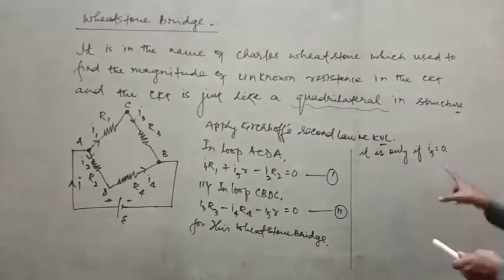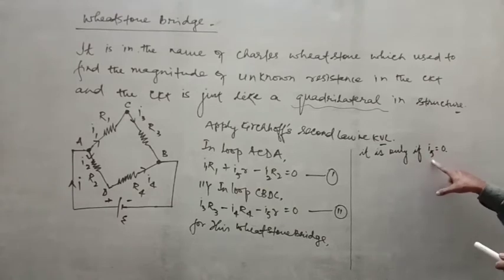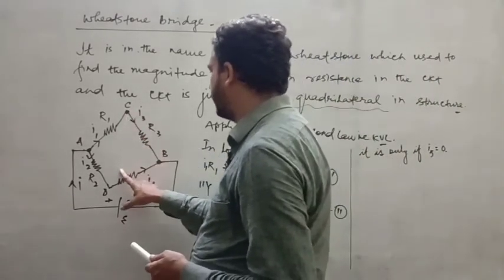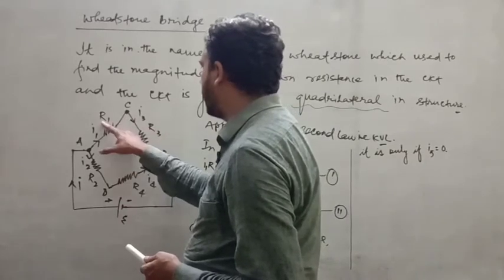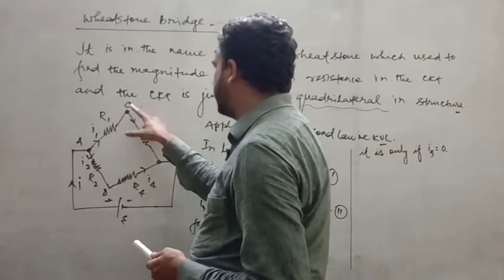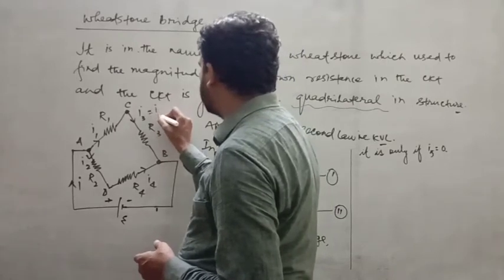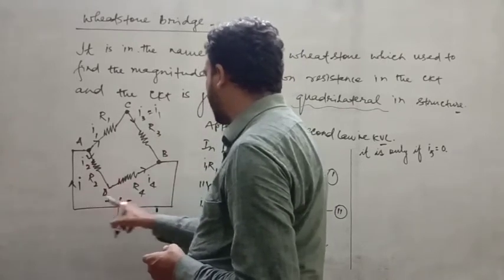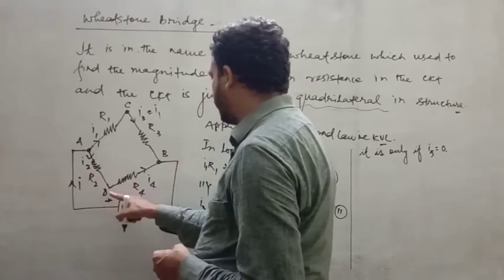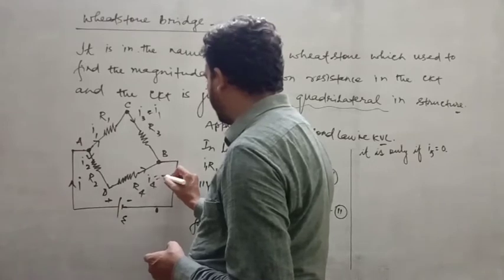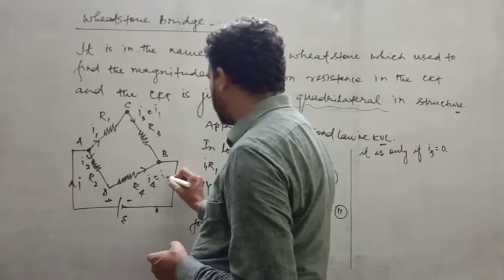As I5 becomes 0, current is not flowing through this arm, that means the current is directly flowing through this CB. That means I3 becomes I1, and I2 is also flowing directly from AC to DB, so I4 becomes I2.